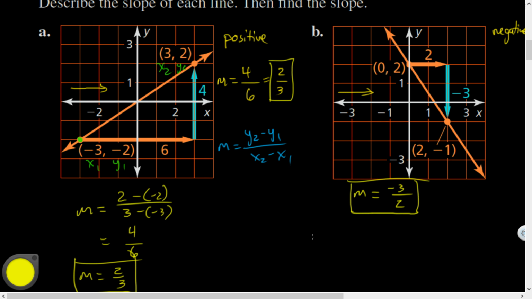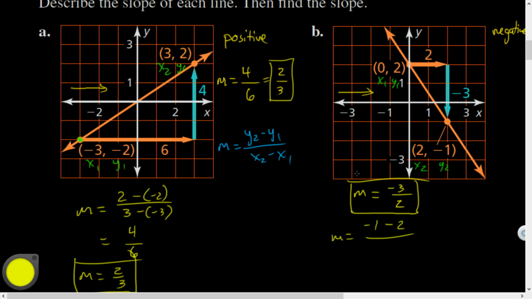Let's do this one using the formula as well. We'll label our points: x1, y1, x2, y2. And I do want you to label your points on homework because that's the most common mistake, plugging the wrong thing in the wrong spot. So m equals -1 minus 2, right?